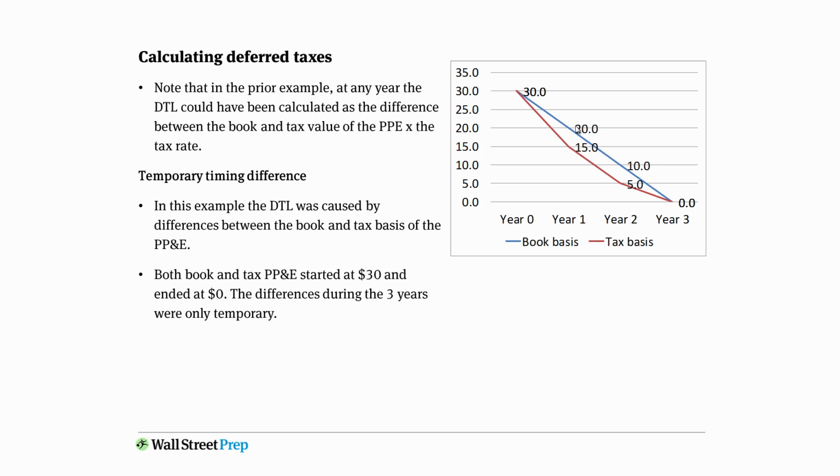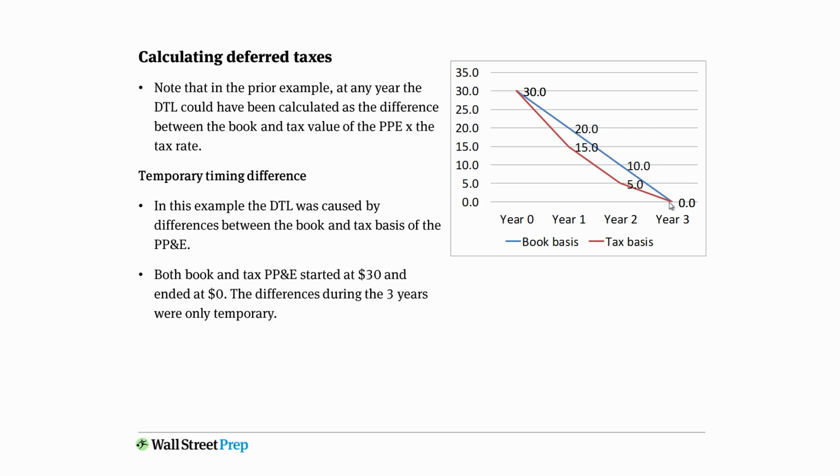That difference of 20 minus 15, times the tax rate, exactly equals the $2 million deferred tax liability that had to be recognized that year on the balance sheet. That deferred tax liability stayed at 2 for the next year as well. We went down from 20 to 10 book basis, but from 15 to 5 for a tax basis. It was the same amount of depreciation for both book and tax in year 2.